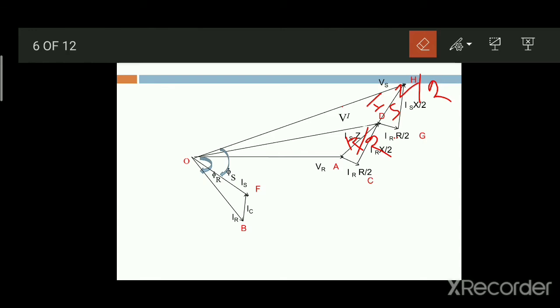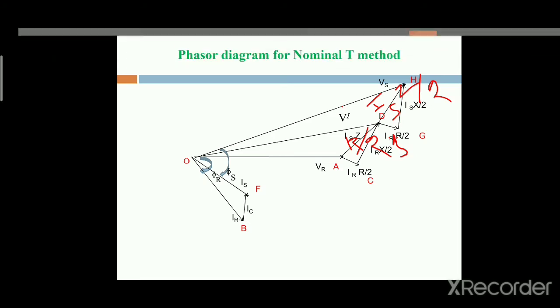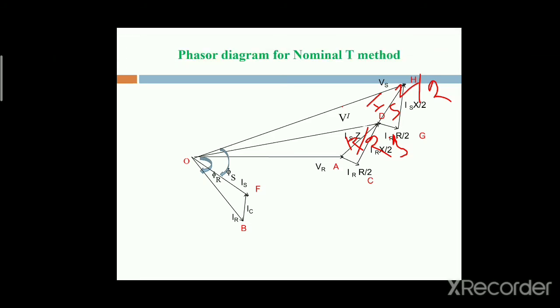Next, by projecting this Is, we obtain the Is R by 2. Okay, this is the Is, not IR. At an angle of 90 degrees we obtain the Is X by 2. By the algebraic sum of these drops, we obtain the Is Z by 2. Okay, by adding V dash to the Is Z by 2, we obtain the Vs.